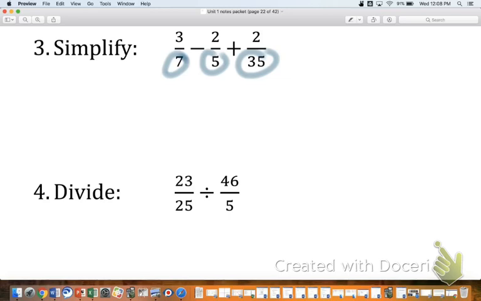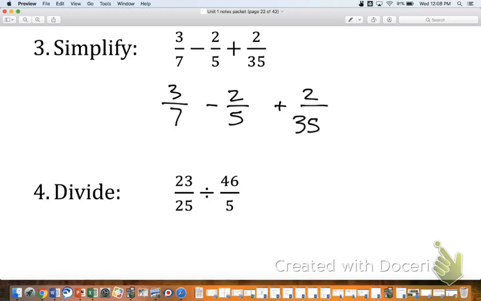What do you think? 35. It's 35. Yeah, 35 is it. So what I'm going to do is just rewrite this real quick. It's going to be 3/7 minus 2/5 plus 2/35. And as Colton pointed out, the least common denominator, lowest common denominator is 35. So let's go ahead, like we did on number 1, and get those denominators where we want them to go. Okay, so Callie, on the first fraction, what do I have to multiply the denominator by to get to that 35 denominator? On the first fraction.